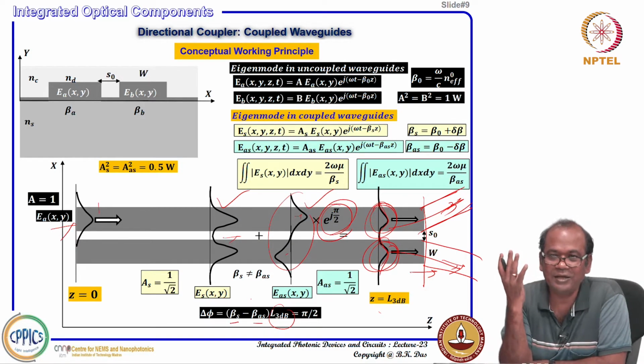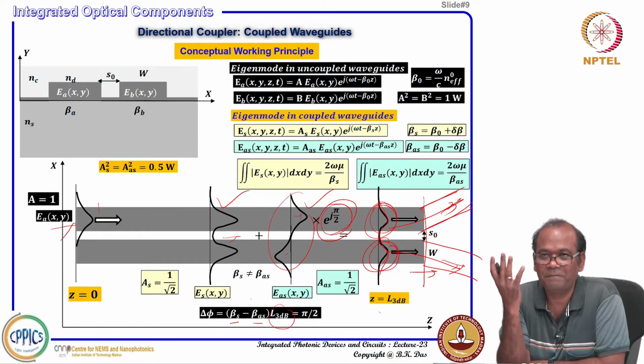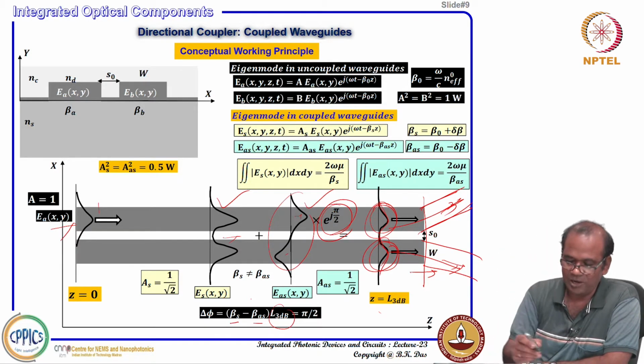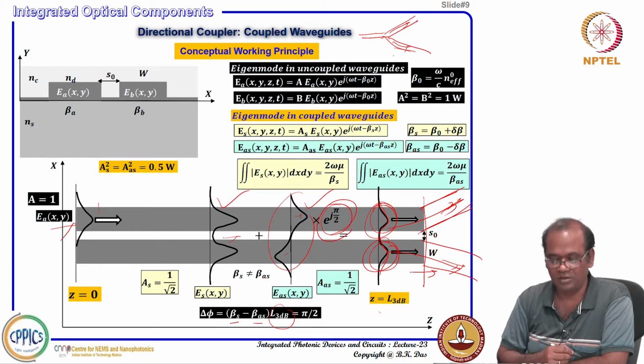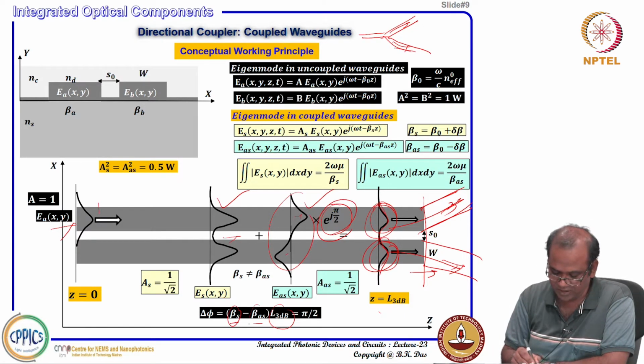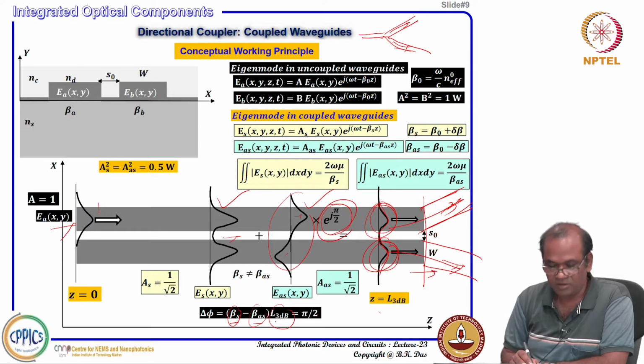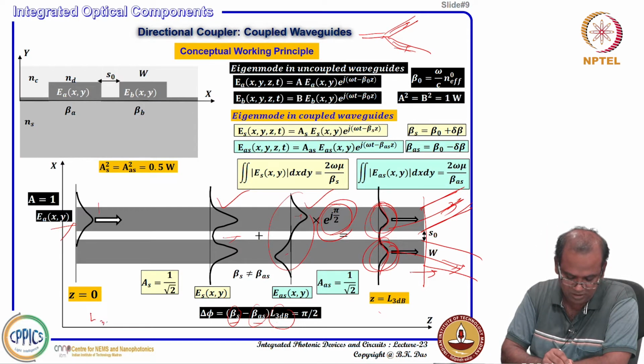It is exactly equivalent to a Y junction power splitter. In a Y junction you have one waveguide and two branches, so 50% goes here and 50% goes there. Here also, if you know beta s and beta as, you just define a length, find a length, and you can find out what L3 dB is.